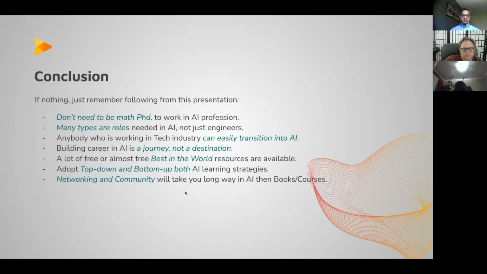And a lot of free or almost free, best-in-the-world resources are available, as I was sharing. Adopt a top-down or bottom-up AI learning strategy, and they both work with the same effectiveness. It's just a matter of personal preference. Networking and community will take you a longer way in AI than books and courses, and that is a very important thing which I have realized in the last 9 years while working here in Silicon Valley with all the folks. So just remember this slide, I would say, is the most important thing which you should be doing.